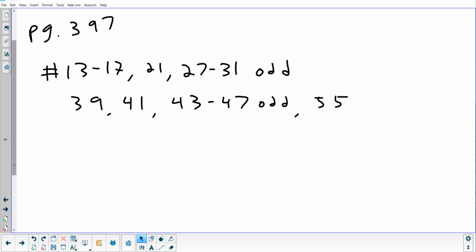So that's the homework for the ellipses. Okay, so 13 to 17, and then the rest is odds. I think the 13 to 17 is matching, if I remember right. And then 21, 27 to 31 odd, 39, 41, 43 to 47 odd, and 55. All right, so we'll look at that tomorrow, and then we'll do hyperbolas, and that will finish up all the material for the week.